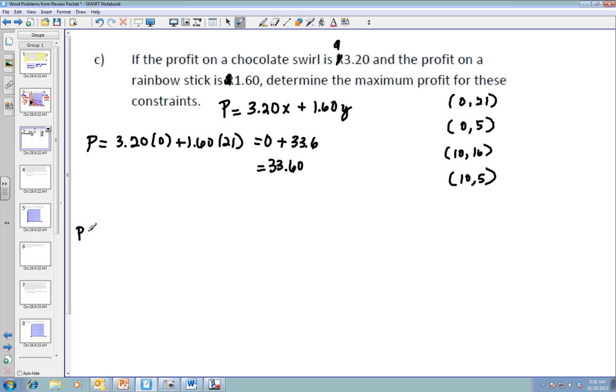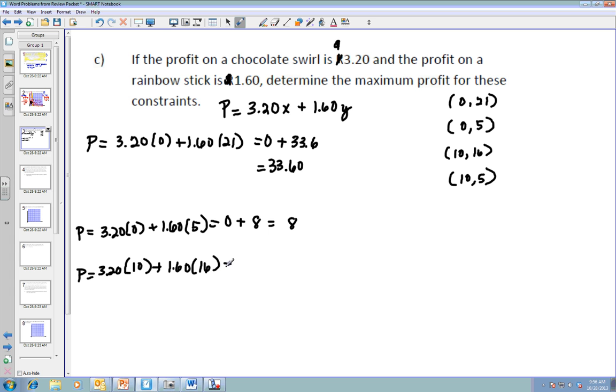Now let's try our next point, (0, 5). $3.20 times 0 plus $1.60 times 5. That's going to be 0 plus $1.60 times 5. It's 8. Now I'm going to use the point (10, 16). So profit equals $3.20 times 10 plus $1.60 times 16. $3.20 times 10 is 32, plus $1.60 times 16 is $25.60. So when I add those together, I get $57.60.